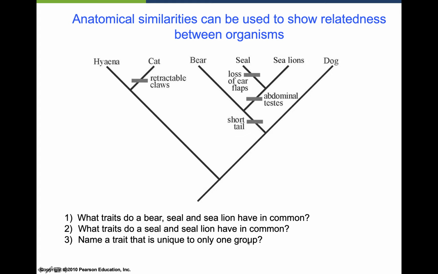Name a trait that is unique to only one group. Can you see them? There's 2 options on there. These are traits that are unique to only one group. So if you look at cats, they have retractable claws. If you look at seal, they have a loss of ear flaps.